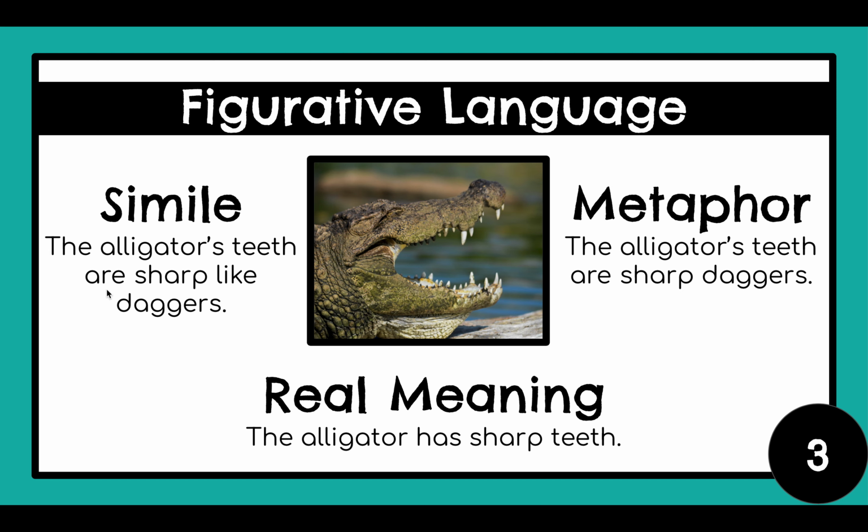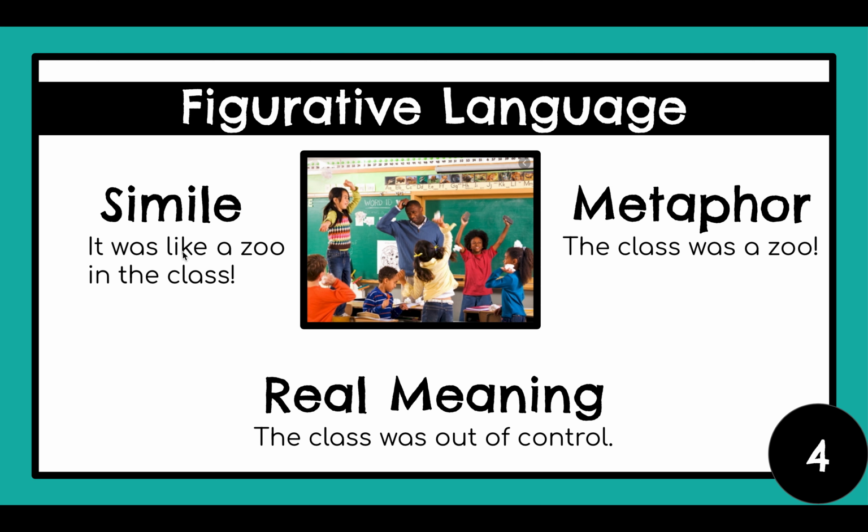The alligator's teeth are sharp like daggers. The alligator's teeth are sharp daggers. Both of these simply mean the alligator has sharp teeth. We know that daggers can be sharp, so that's how we can make that comparison between the two. It was like a zoo in the class. The class was a zoo. Both of these pieces of figurative language simply mean the class was out of control.